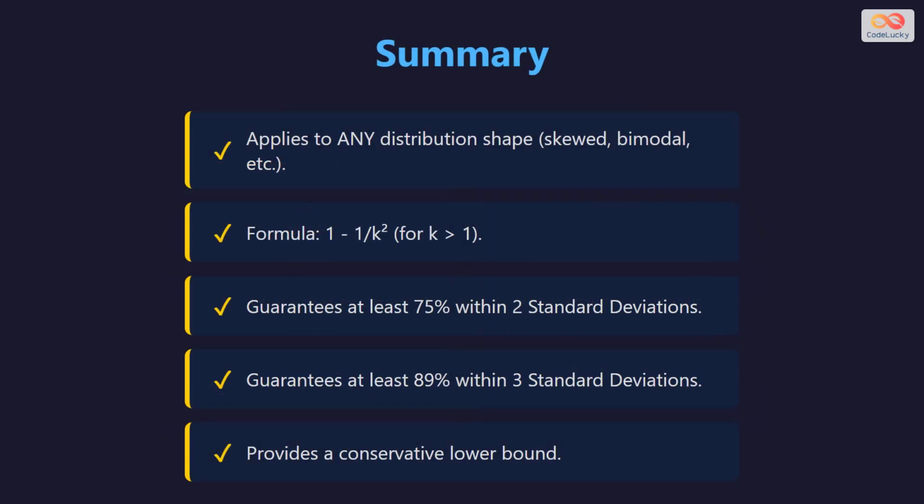To wrap up, Chebyshev's theorem is a universal tool for any data distribution. The formula is 1 minus 1 over k squared. It guarantees that at least 75% of data is within 2 standard deviations, and roughly 89% is within 3. It is your go-to rule when you don't know the shape of your data.